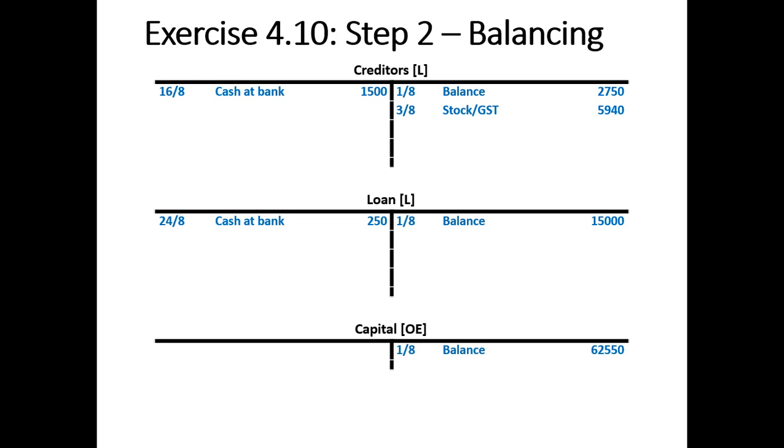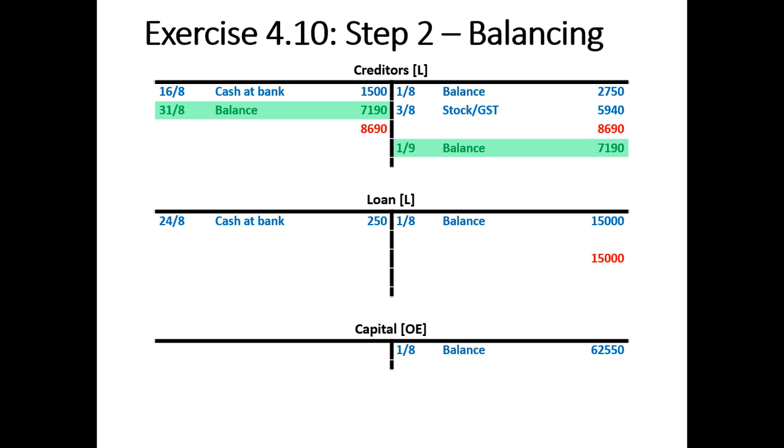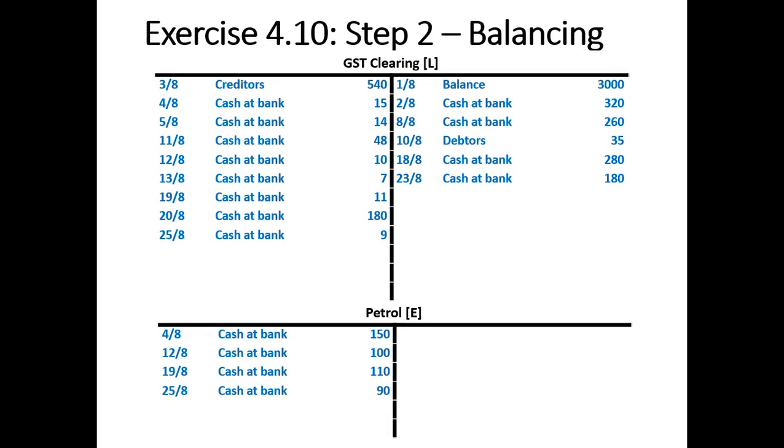Creditors are always going to be a liability, so the credit side will be bigger, so in this case 8,690. Transfer it over, subtract away the 1,500, and we get 7,190, and carry that forward on the 1st of September. Loan will be the same as a creditor, it's a liability, so it'll always be bigger on the credit side, so the total credits of 15,000, transfer it over, take away the loan repayment debit there, and carry that forward. Capital we don't need to balance, only one entry.